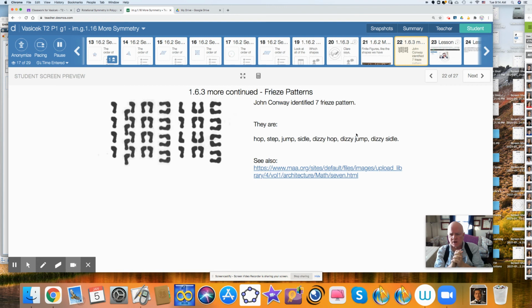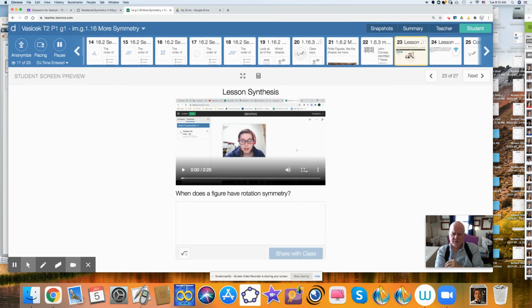And this man John Conway has identified there's only 7 frieze patterns. There's only 7 of these that would exist. One is called the hop, the step, the jump, the sidle, which is like a side hop, and the dizzy hop, dizzy jump, dizzy sidle. I'm pretty sure those are the only ones. This guy's given a lot of thought to it.